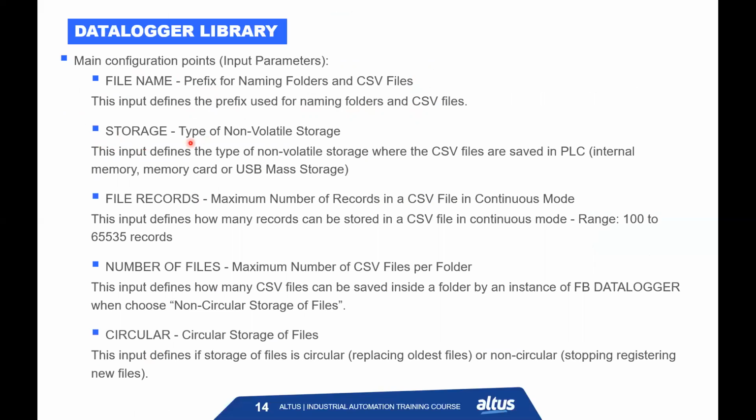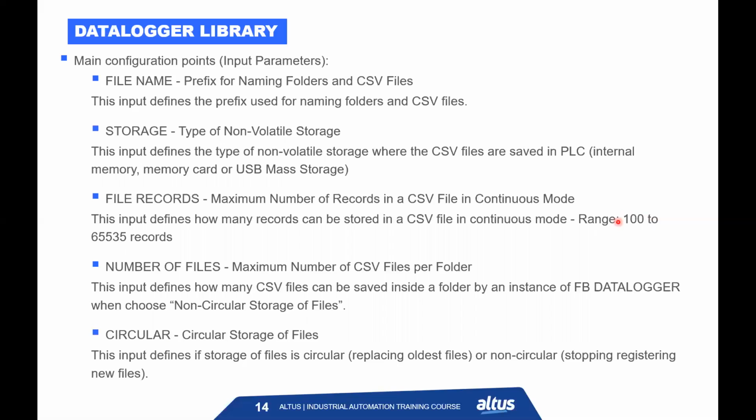Storage, type of non-volatile storage. This input defines the type of the non-volatile storage where the CSV files are saved in the PLC: internal memory, memory card, and USB mass storage, as we saw. File records, the maximum number of records in a CSV file in continuous mode. This input defines how many records can be stored in a CSV file in continuous mode.